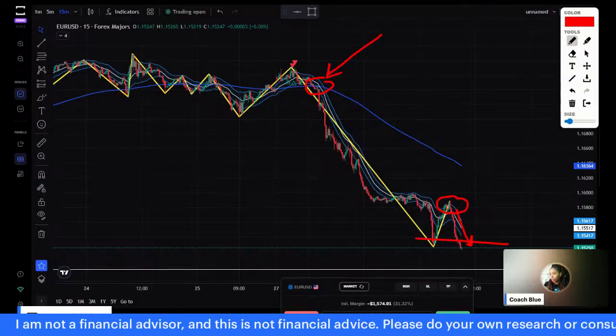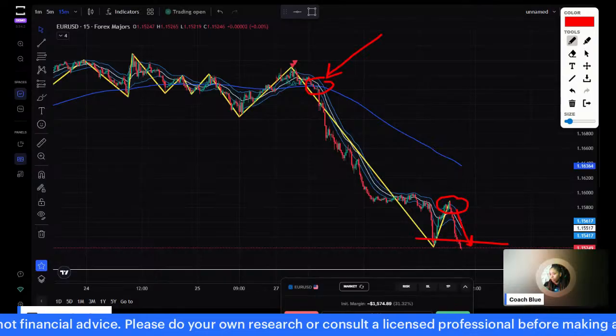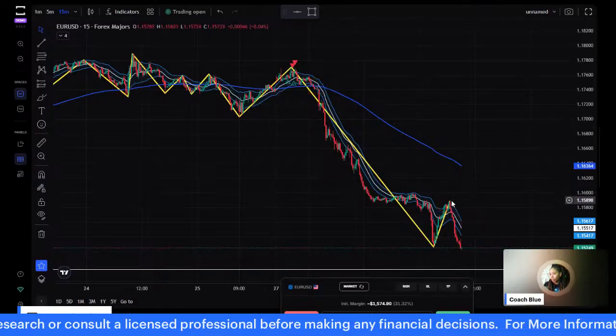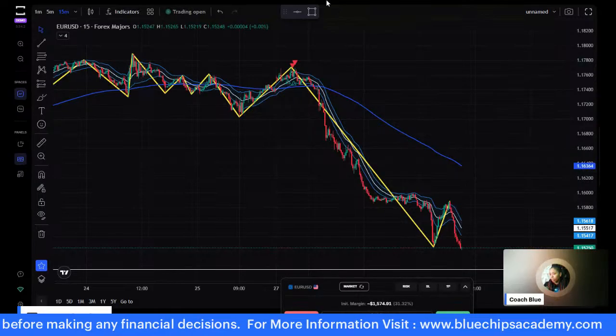Okay, so you have to be fully cognitive of what opportunities are presented to you. Remember, when we're looking for sales, we're looking for the price to pop out at the top of the Keltner. Okay, at the top of the Keltner.